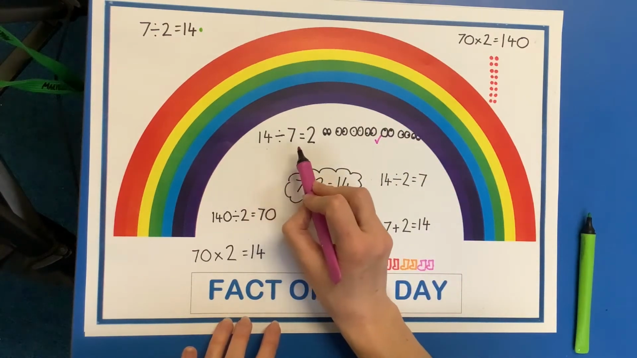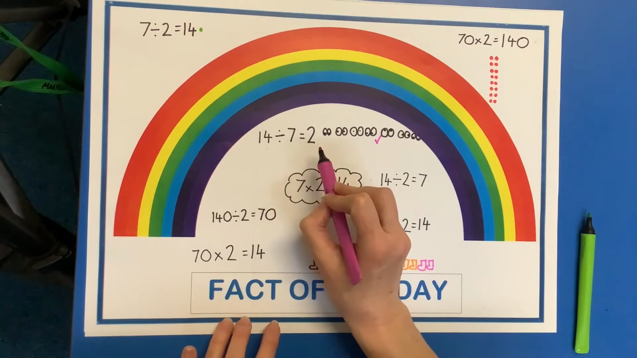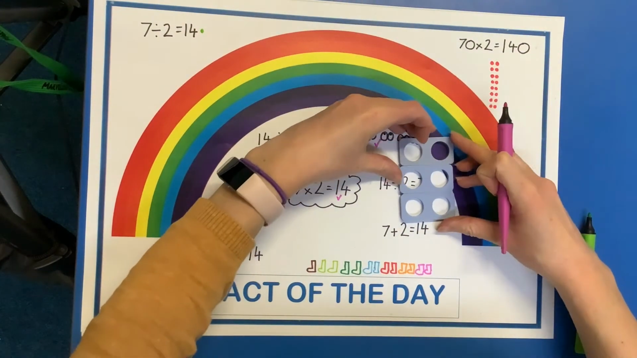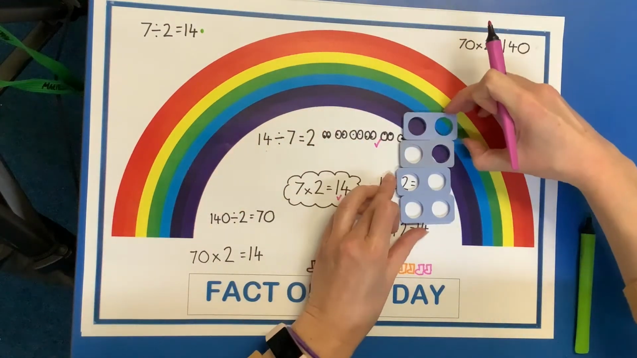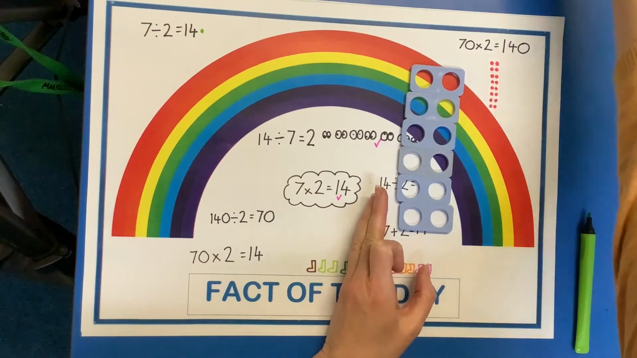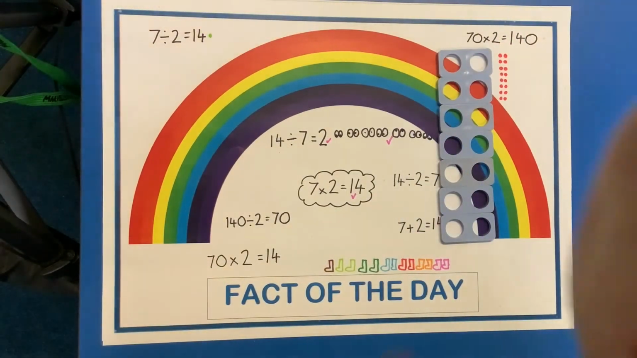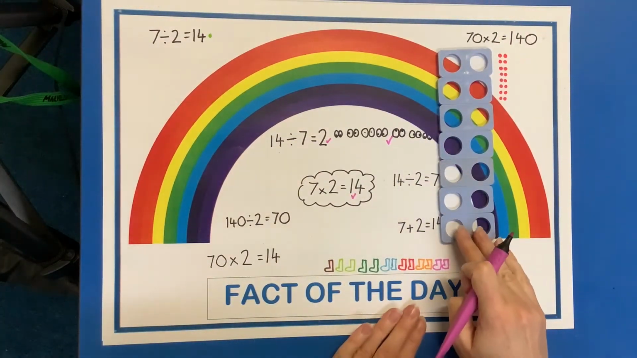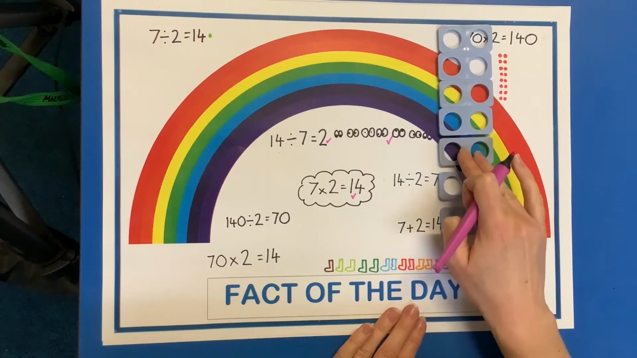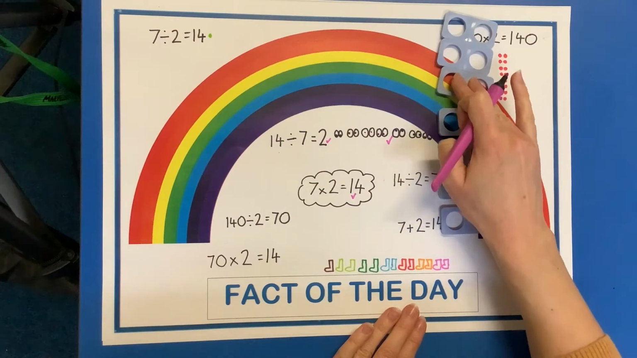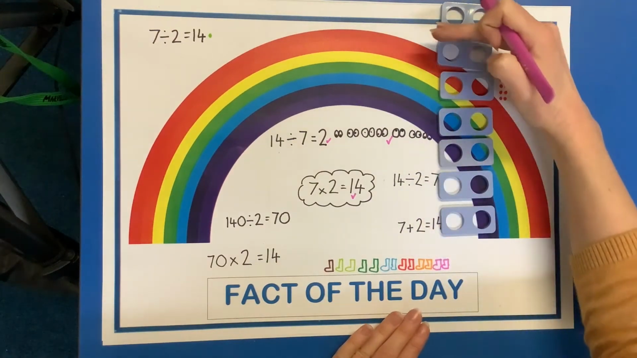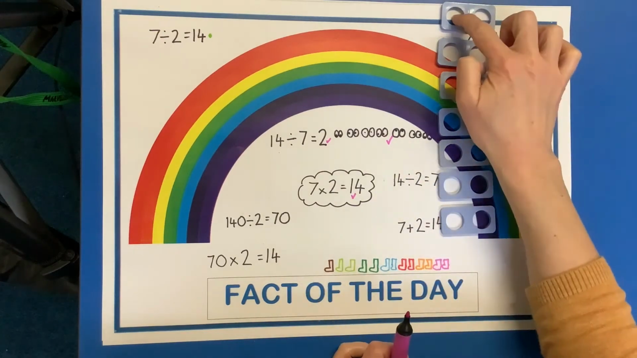14 divided by 7 equals 2. So I have my 14. Let's quickly get it back again. 3, 4, 5, 6, and 7. Now if I divide that into 7 equal groups, so I'll push up, pull down, 1, 2, 3, 4, 5, 6, 7 equal groups, and in each group there are 2.